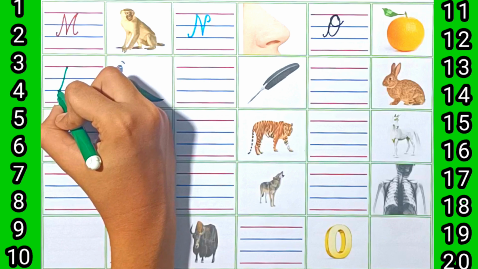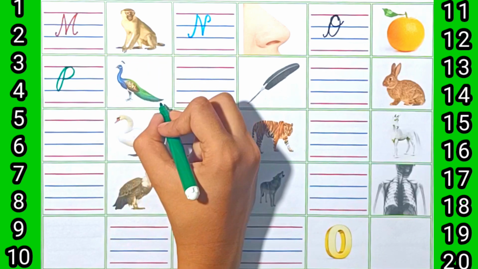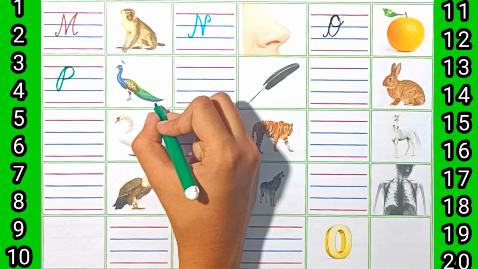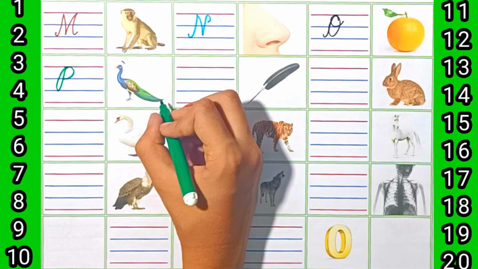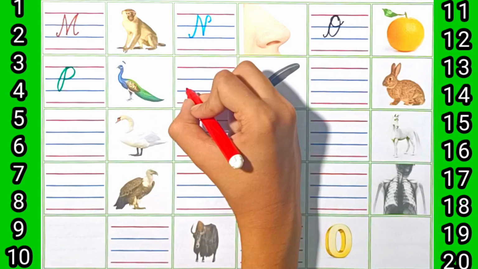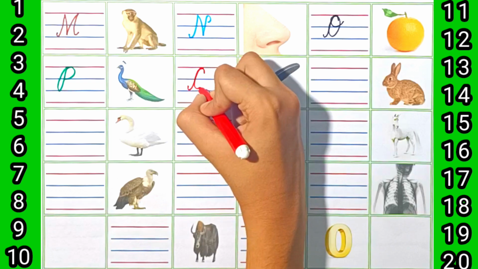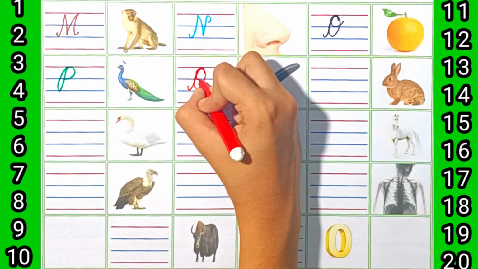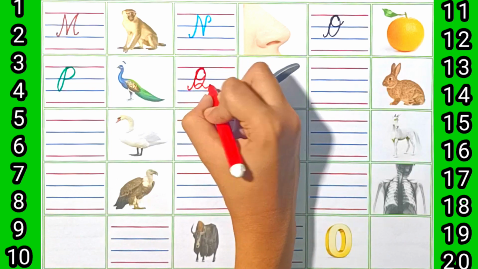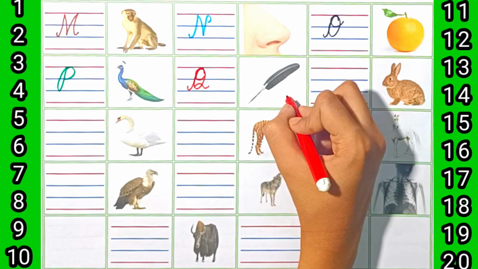P. P for peacock. P-E-A-C-O-C-K peacock. Q. Q for quill. Q-U-I-L-L quill.